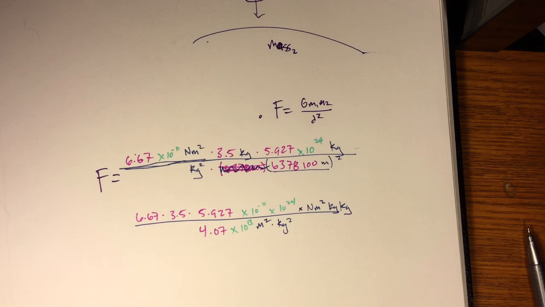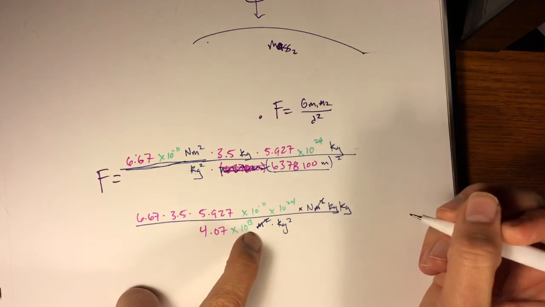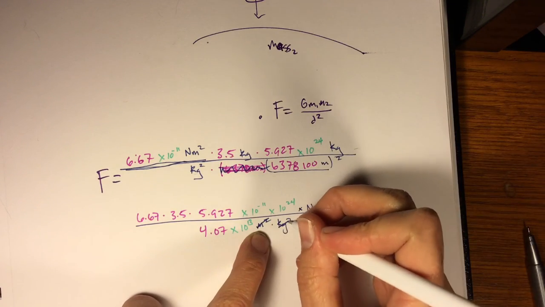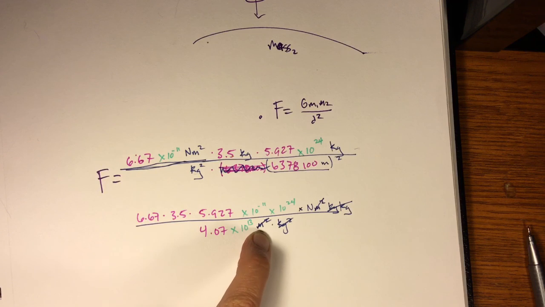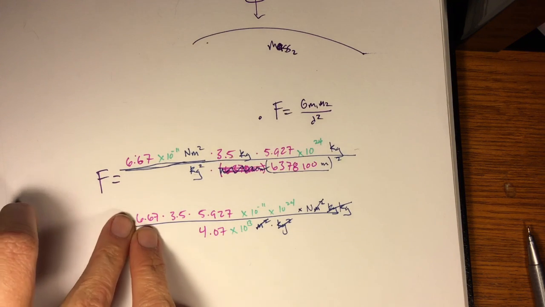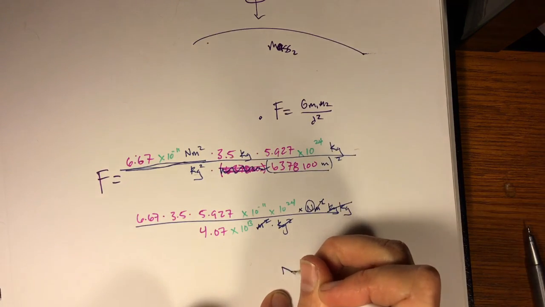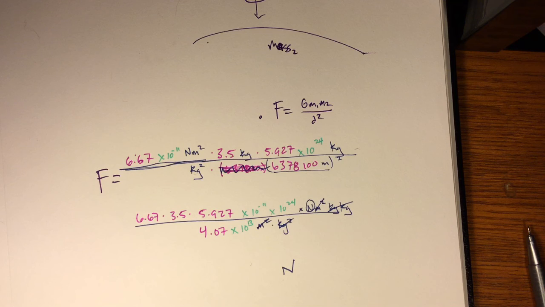Awesome. So I'm going to do what I think is easiest and start canceling stuff out. I'm going to cancel out that meter squared and that meter squared. Awesome. I'm going to cancel out that kilogram squared and that kilogram squared. Also awesome. You'll notice that this is going to be your only unit left. Boom, that's your unit. And it makes sense because force is given in newtons. Sweet.